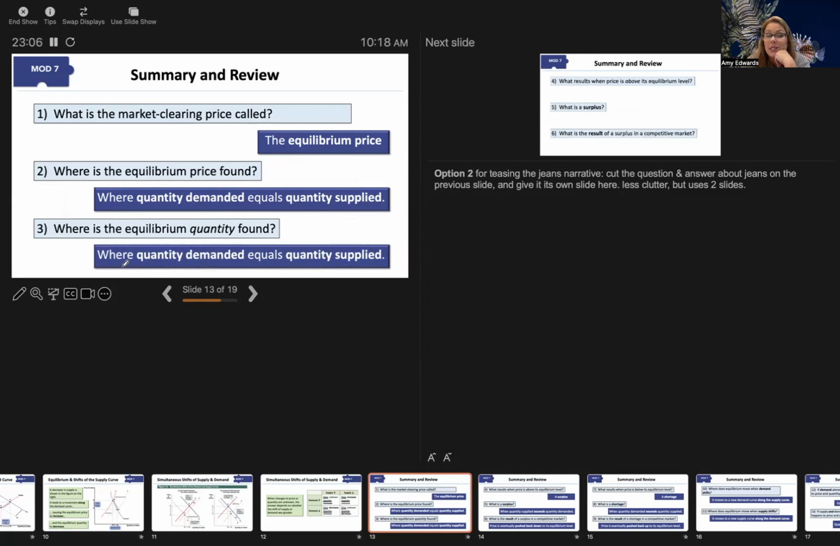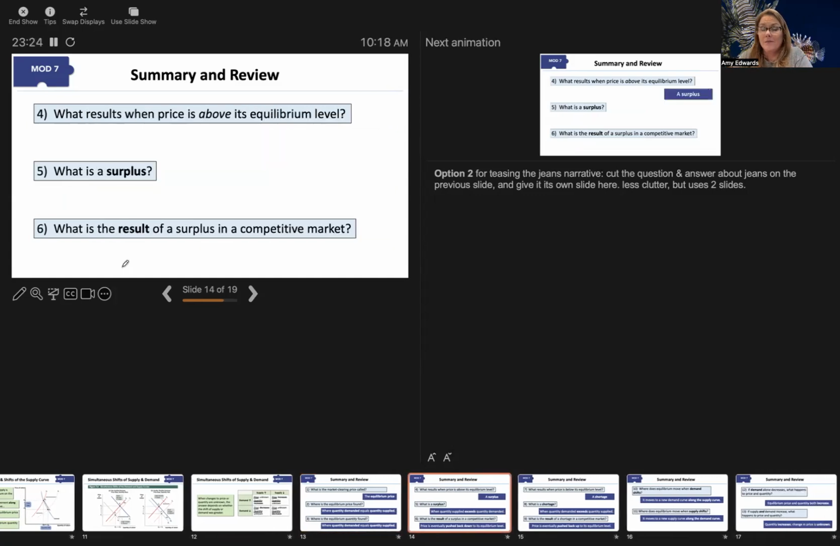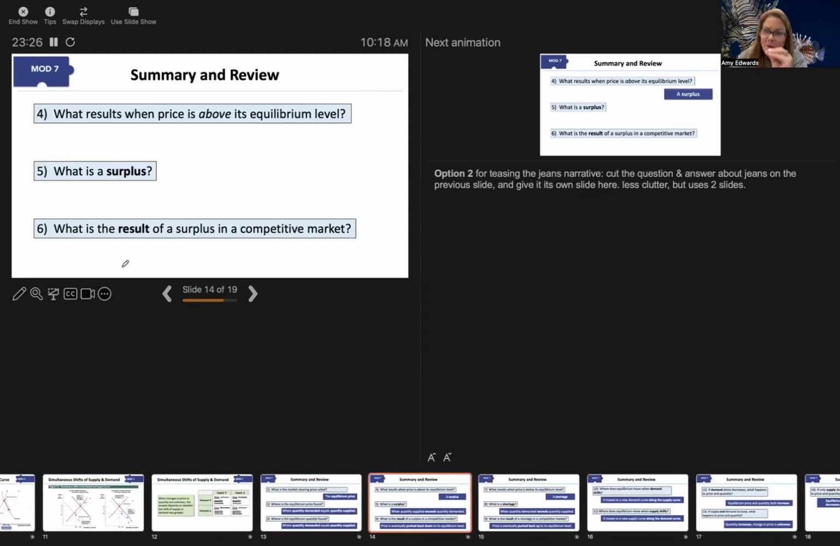Look, it's the exact same answer. Equilibrium price is found where quantity demanded equals quantity supplied. And equilibrium quantity is also where demand equals supply. Where those two curves intersect, that's going to tell us the price and the quantity supplied and quantity demanded.